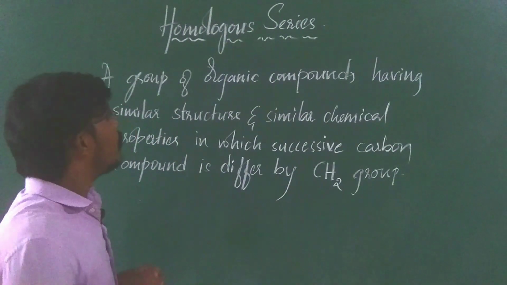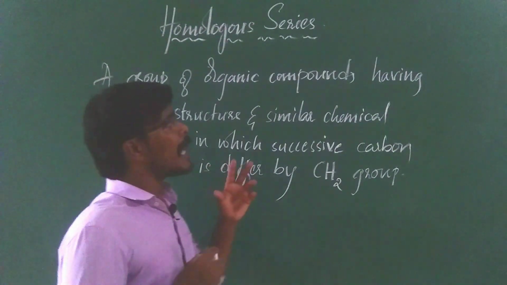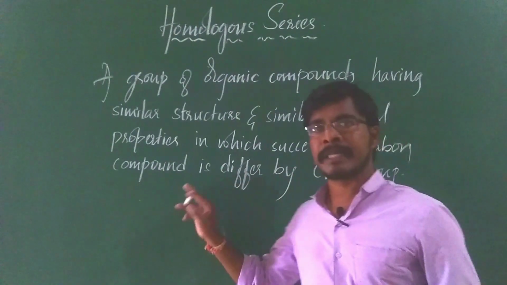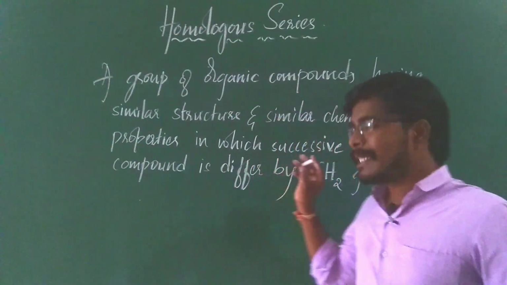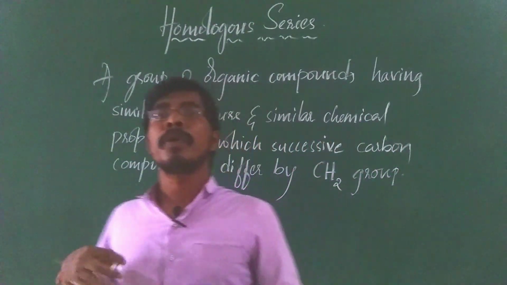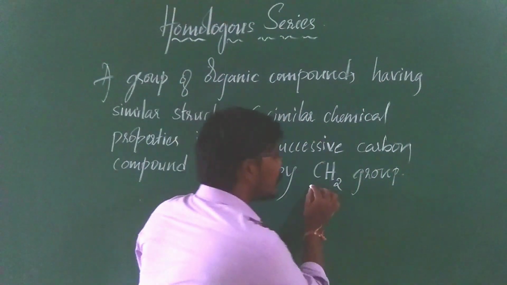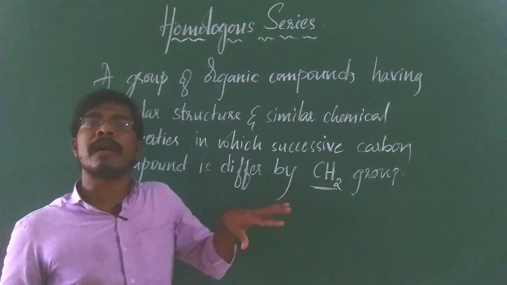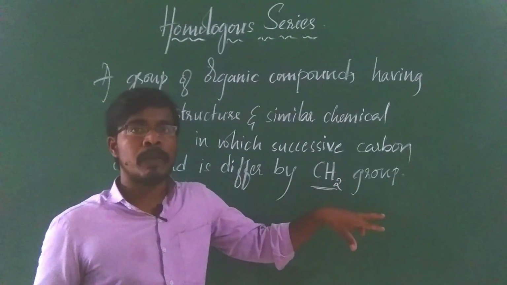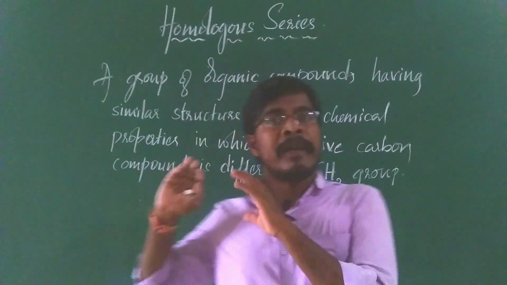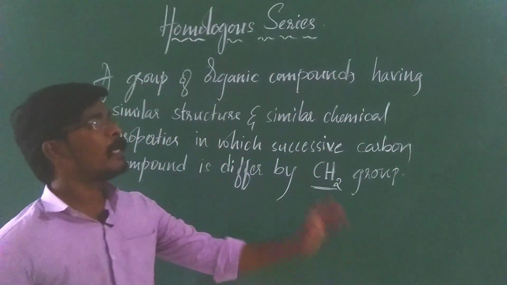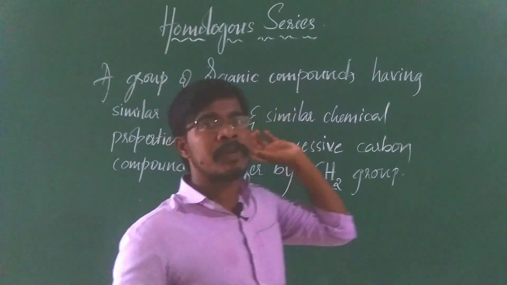Yes students, homologous series is a group of organic compounds having similar structure and similar chemical properties, and the successive carbon compounds will differ by one CH2 group. Hope you are not understanding this when you read the definition. With some examples you will get it easily. Simple, just write the definition.